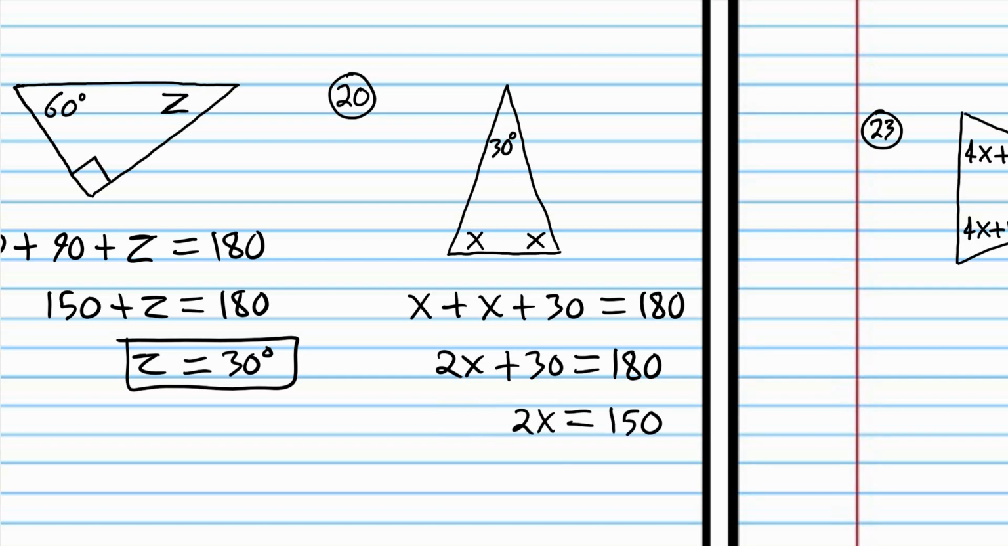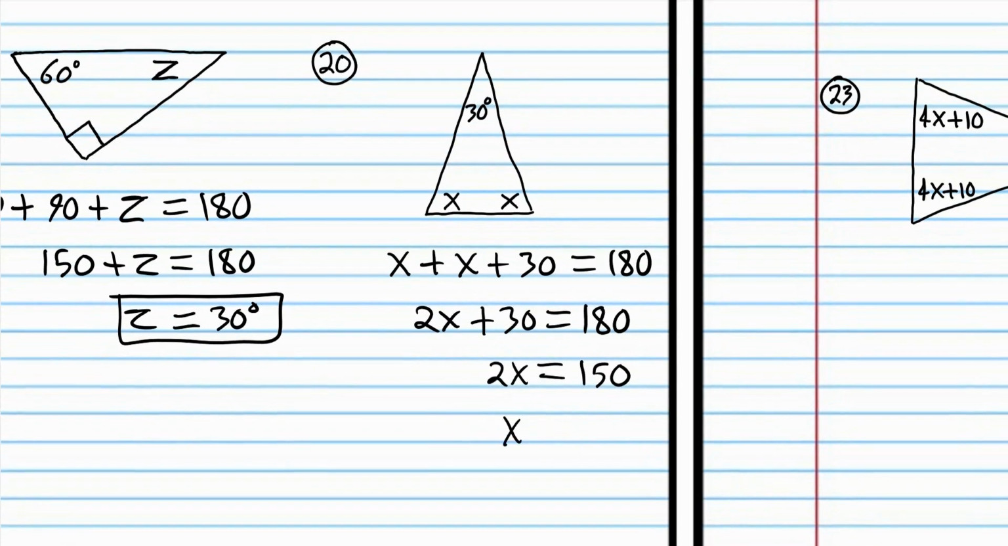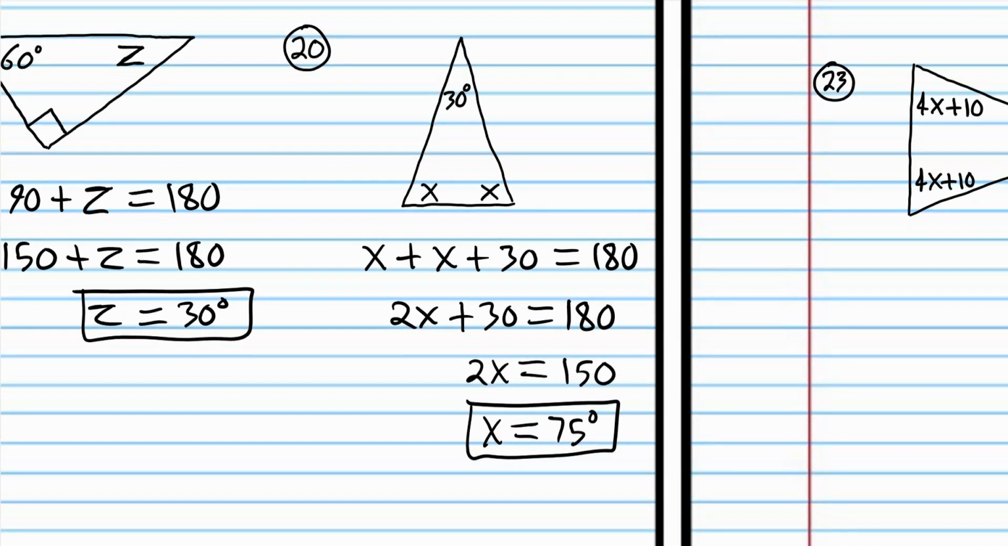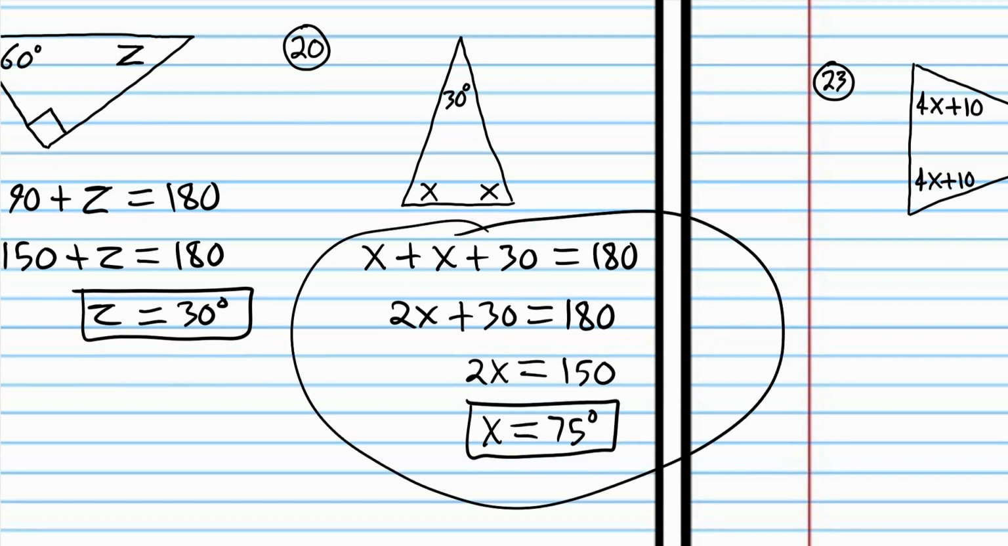And we get 2x is equal to 150. Now we can divide both sides by 2 to get x is equal to 75 degrees. And that is the answer. So if you got 75, that's very good. If you didn't get 75, that's okay. But now you know how that problem works.